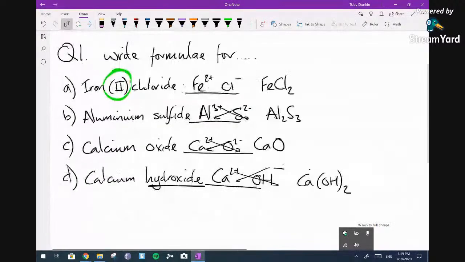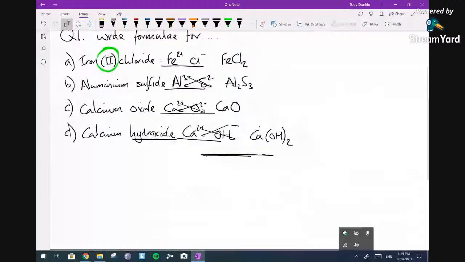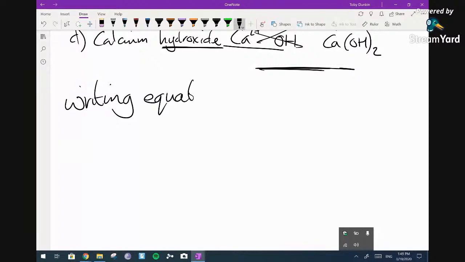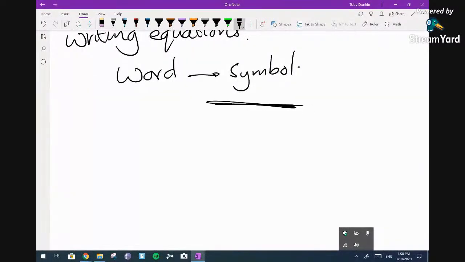So now that we've done that, what we're going to be doing is putting this into the context of an equation, and that is a lot more challenging. So let's start introducing writing equations. We're going to be going from word to symbol. That's my task. Now there are several levels of this, and the first one is they're going to give you the entire thing just in words.